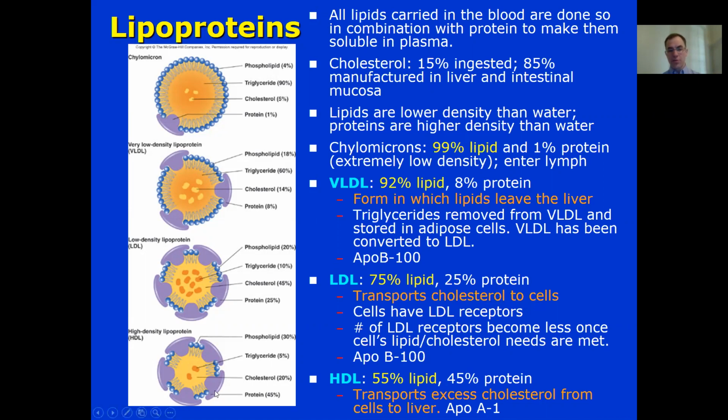The final lipoprotein we're going to talk about is the HDL. Its main job is to transport excess cholesterol from the cells or from the blood back to the liver. It basically cleans out and gets the excess cholesterol out of the blood and gets it back to the liver. It has an ApoA1 as its apolipoprotein. So these are the different makeups of the different types of lipoproteins.